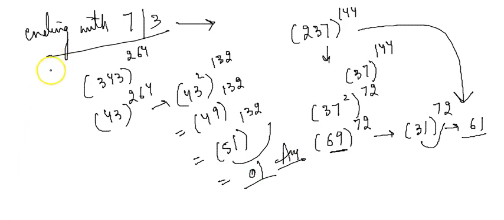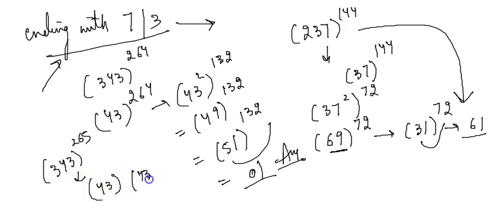Again, in this case, even if the power is not even, you have to convert that power into even. Suppose the question is like this: 343 into 2 raised to the power 265. So you have to write it as 43 into 43 raised to the power 264. Now 43 raised to the power 264 is 01, and you just have to multiply it by 43. You will get your required last two digits. Okay, I hope now all these cases are clear.